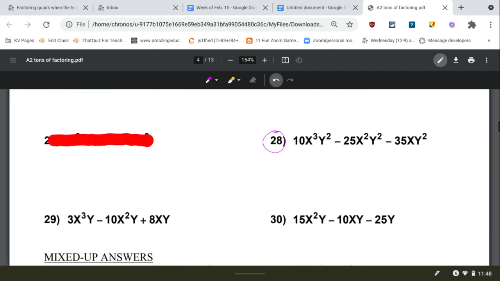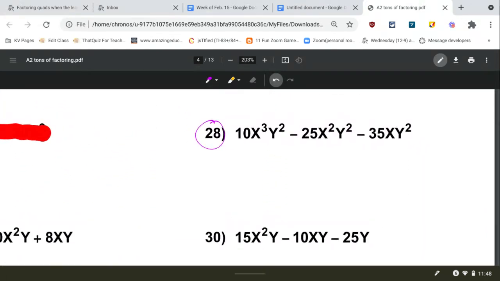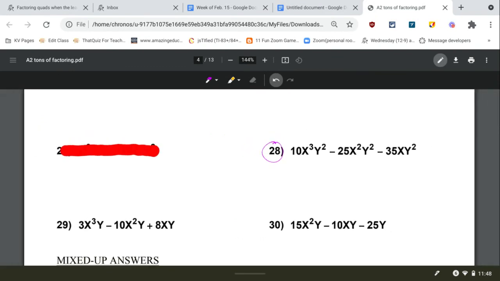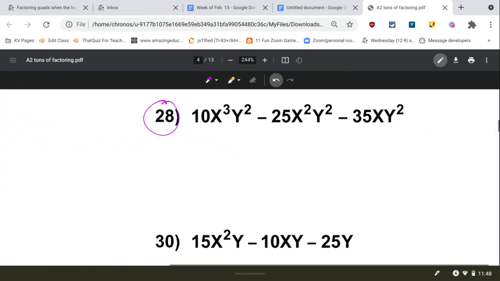Now, on number 28, I'm going to look at this one because it looks pretty crazy, and 29 and 30, if you're wanting to try those. Let's look here. They all have a 5 in common, so I'm going to factor out a 5. How many x's here? 1. This one has 2, 3. So I can only factor out 1x, and they all have a y squared. So I can factor out a 5x y squared.